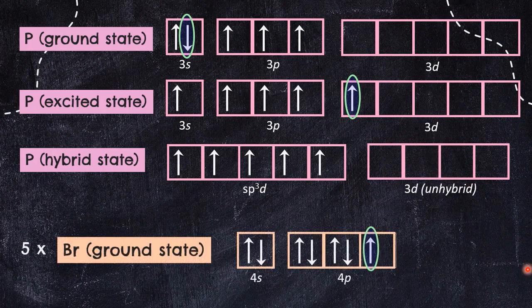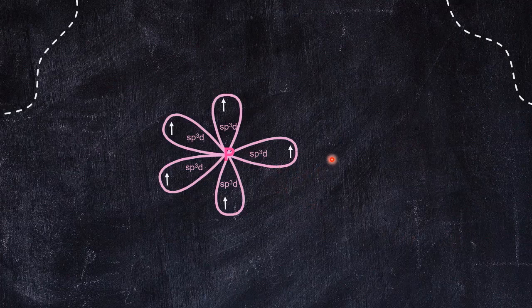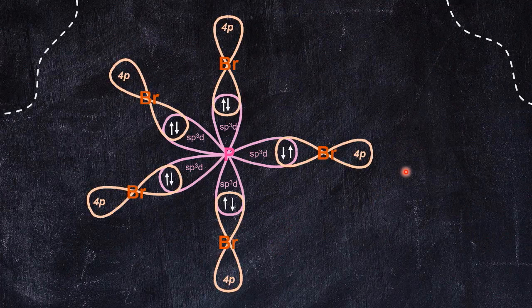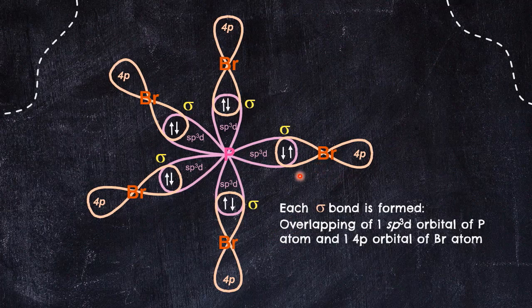For terminal atoms that do not undergo hybridization, their overlapping of orbitals will involve only unpaired electrons from s or p orbitals. So bromine with valence electronic configuration of 4s2, 4p5 will have 1 unpaired electron in its 4p orbital. That makes a total of 5 unpaired electrons contributed by 5 bromine atoms. Next, we are going to show the overlapping of orbitals for this molecule involving hybridized and unhybridized orbitals. We start with the sp3d orbitals of phosphorus with 5 unpaired electrons, overlapping with 5 unpaired electrons from the 4p orbitals of Br. The mode of overlapping here is end-to-end. Therefore, 5 sigma bonds are formed. Make sure the electrons are paired with opposite spin.